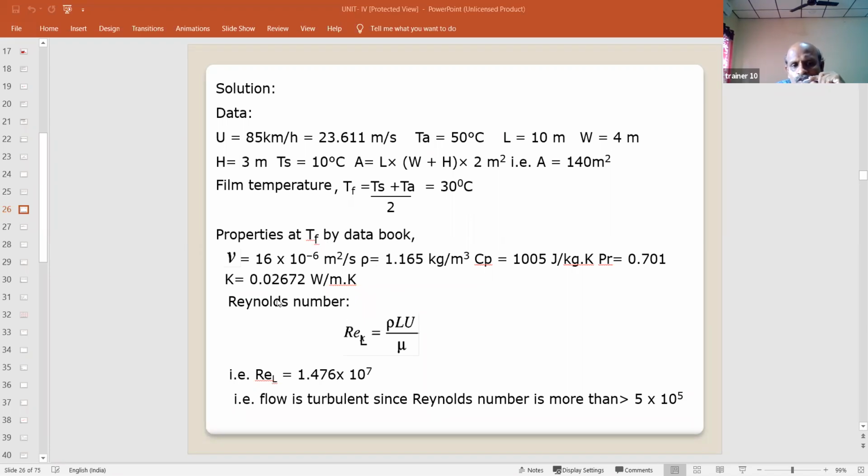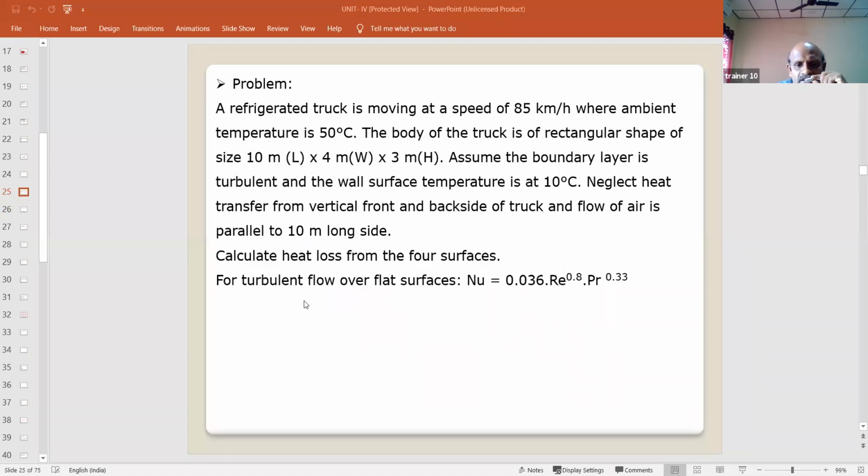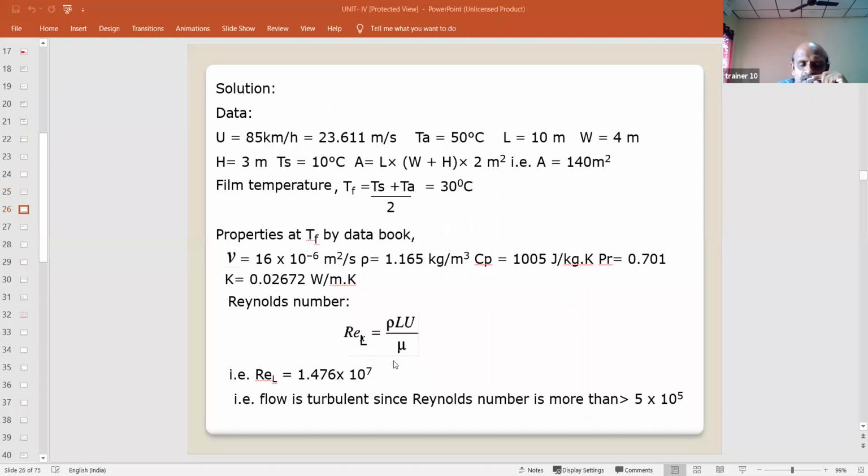Okay. Now we have to calculate the Reynolds number. We are calculating this Reynolds number not for checking the flow. Why we are calculating is to substitute here. Even though, if you verify, you can verify. So the flow is turbulent since it is greater than 5 into 10 to the power of 5, because we are having the two plates, top plate and bottom plate. So it is verified. The flow is turbulent.